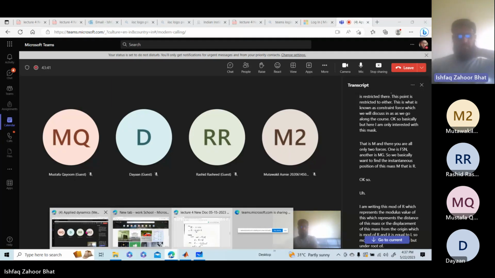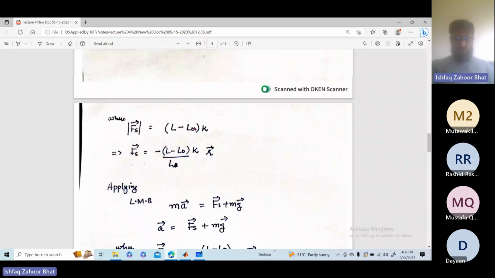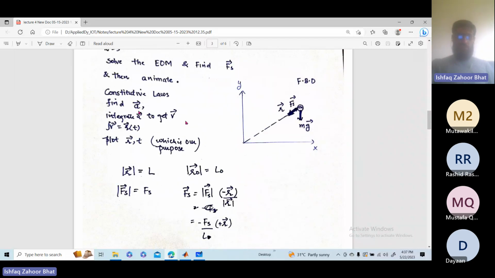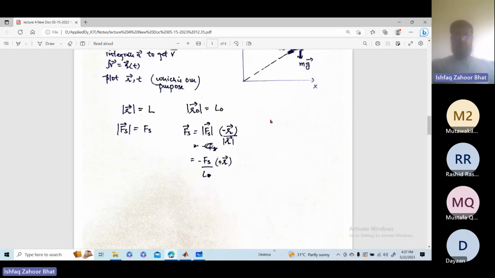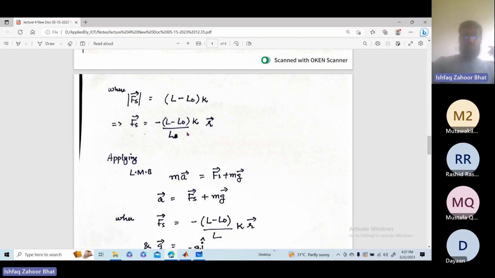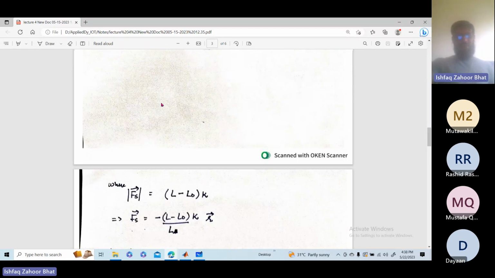Okay, so let us go ahead and quickly recall what we have done till now. Basically, there was a problem like this. We drew the FBD. We used the constitutive law, which was saying that the spring force has a relation to the position, and you should know what this relation is known as. Yeah, Hooke's law.